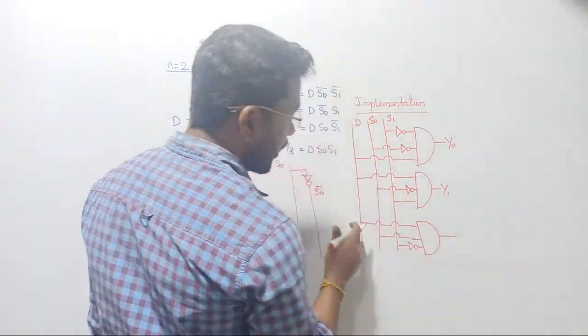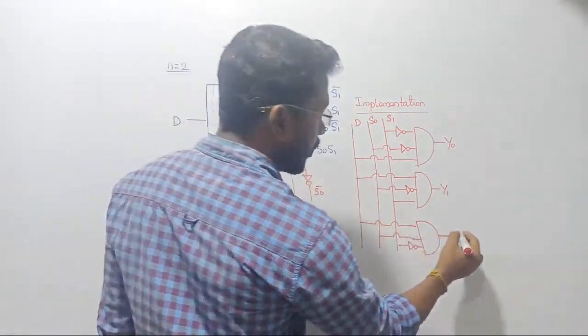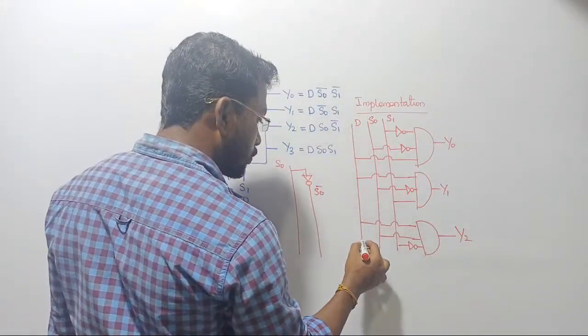So this is going to be what? Anyway, the data selector S0 into S1 bar will give you the value of Y2, such that you can also implement the final circuit.